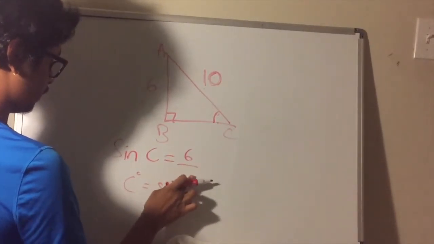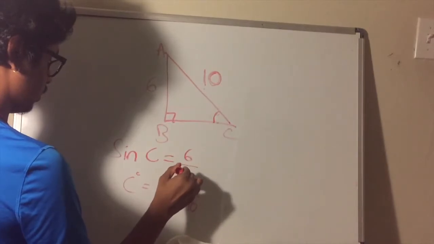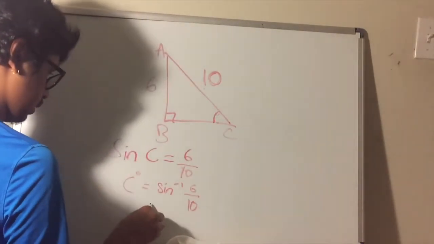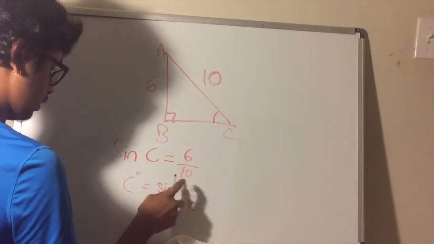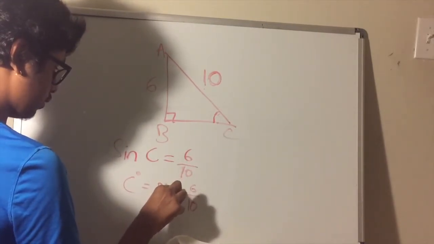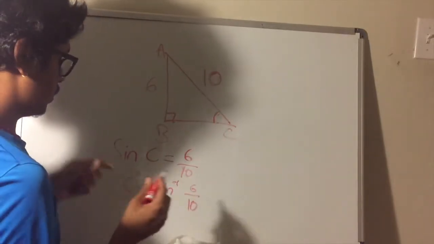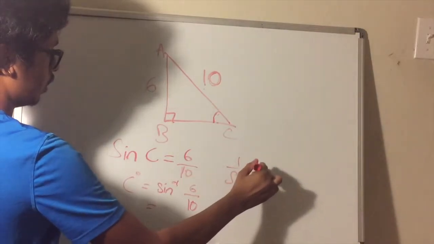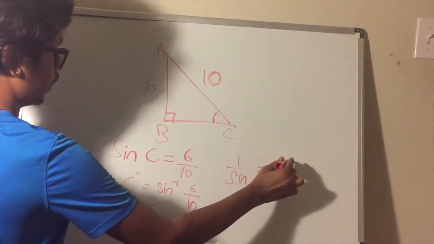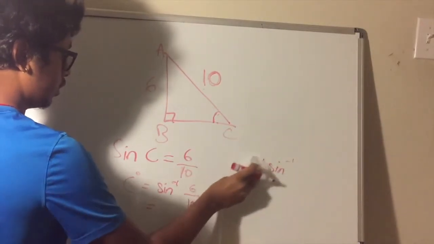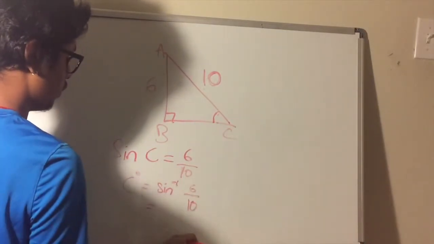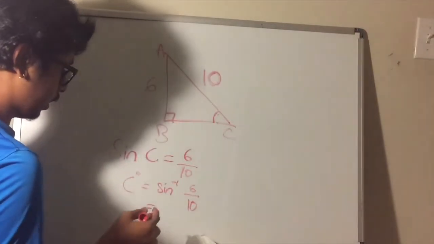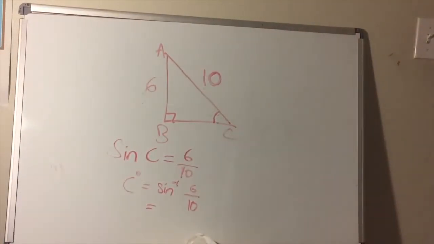I took a hard example at first, I'll get to the easy ones. Angle C is going to be sine inverse. Now you may be confused: inverse does not mean 1 over sine, so sine to the power of -1 is not 1 over sine. That would be false. This is a different kind of inverse that we use for calculating the angle. Let me grab my calculator.